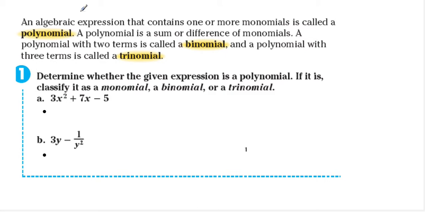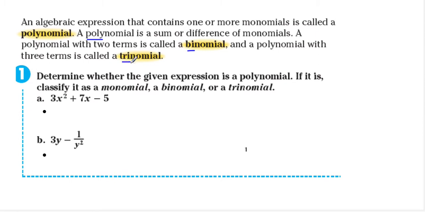Let's take a look at this. An algebraic expression that contains one or more monomials is called a polynomial. So when you talk about a polynomial, a monomial is considered a polynomial. A polynomial is a sum or difference of monomials. A polynomial with two terms is called a binomial, and a polynomial with three terms is called a trinomial. Poly means many, bi means two, tri means three.